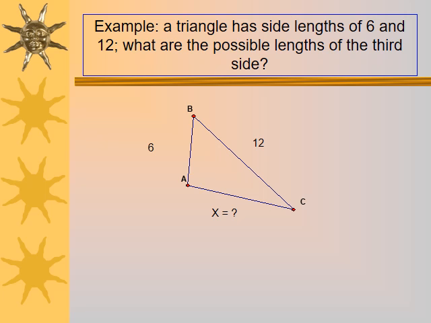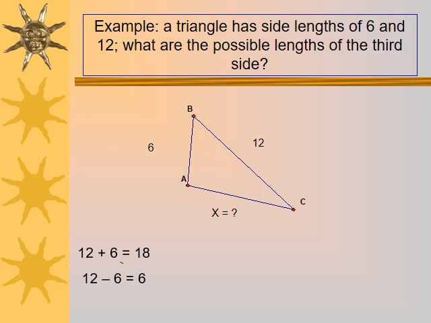Finally, if I have a triangle whose side lengths are 6 and 12, what are the possible lengths of the third side? So again, we're going to use the triangle inequality theorem. We've got a couple of different options. This could either be a middle length and the 12 could be the biggest one, or the 6 and the 12 might be the middle one and then the x could be the biggest one.